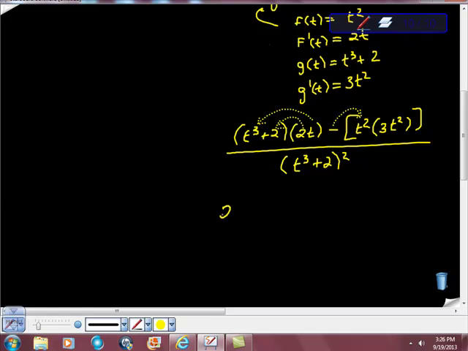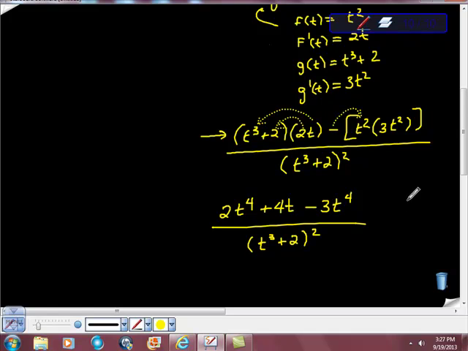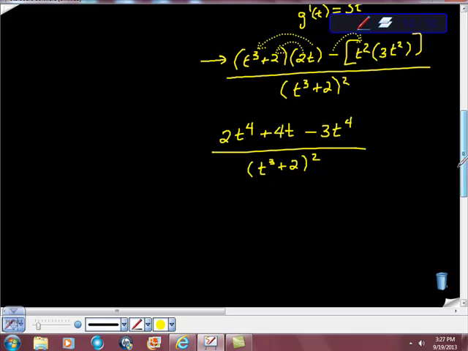And I'm going to get 2t to the 4th plus 4t, right? Minus 3t to the 4th power. This is just me working on this top piece right here. I'm going to do nothing to the bottom part. I'm just going to leave it t cubed plus 2 squared. As I clean this piece up here, I'm going to get 4t minus t to the 4th, aren't I? All over t cubed plus 2 quantity squared.